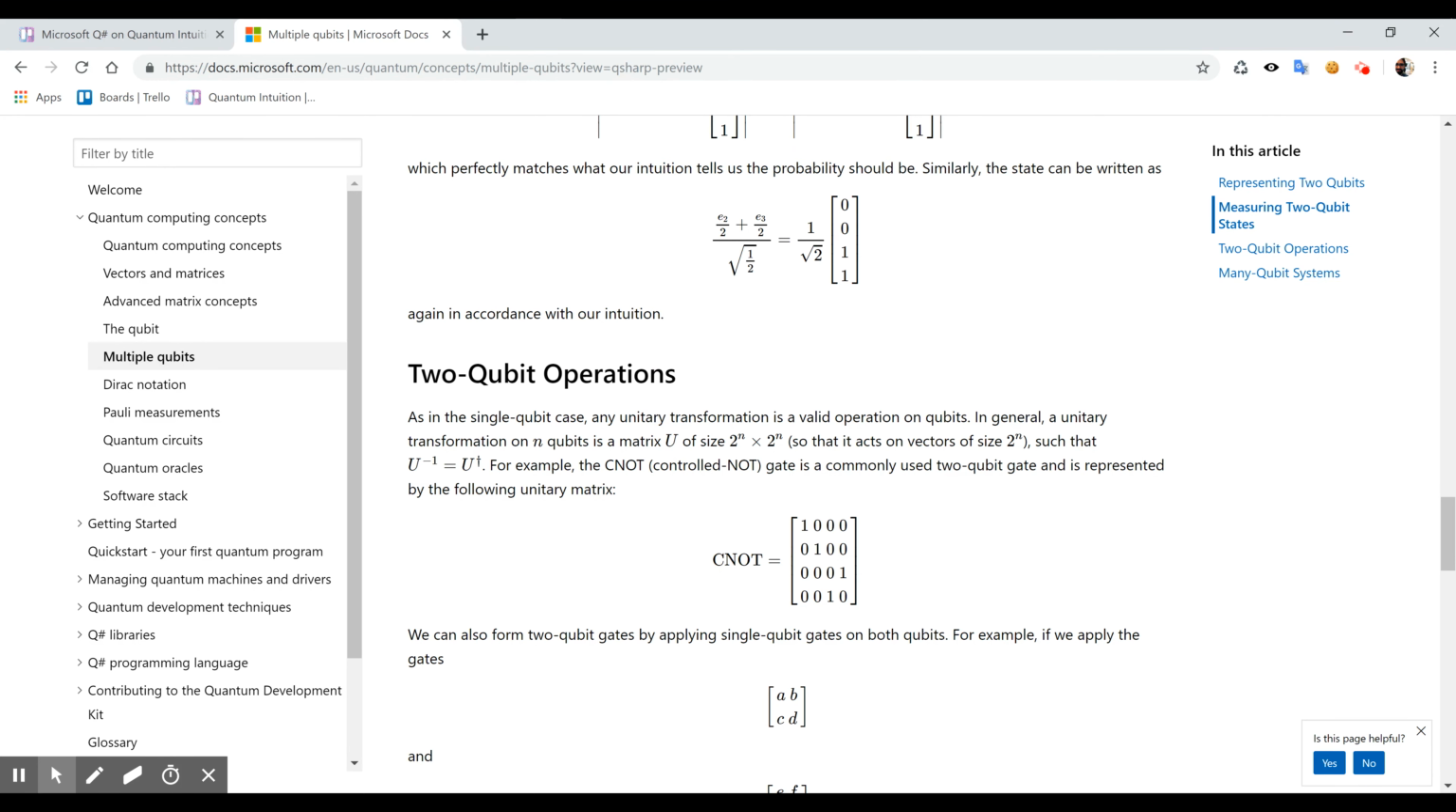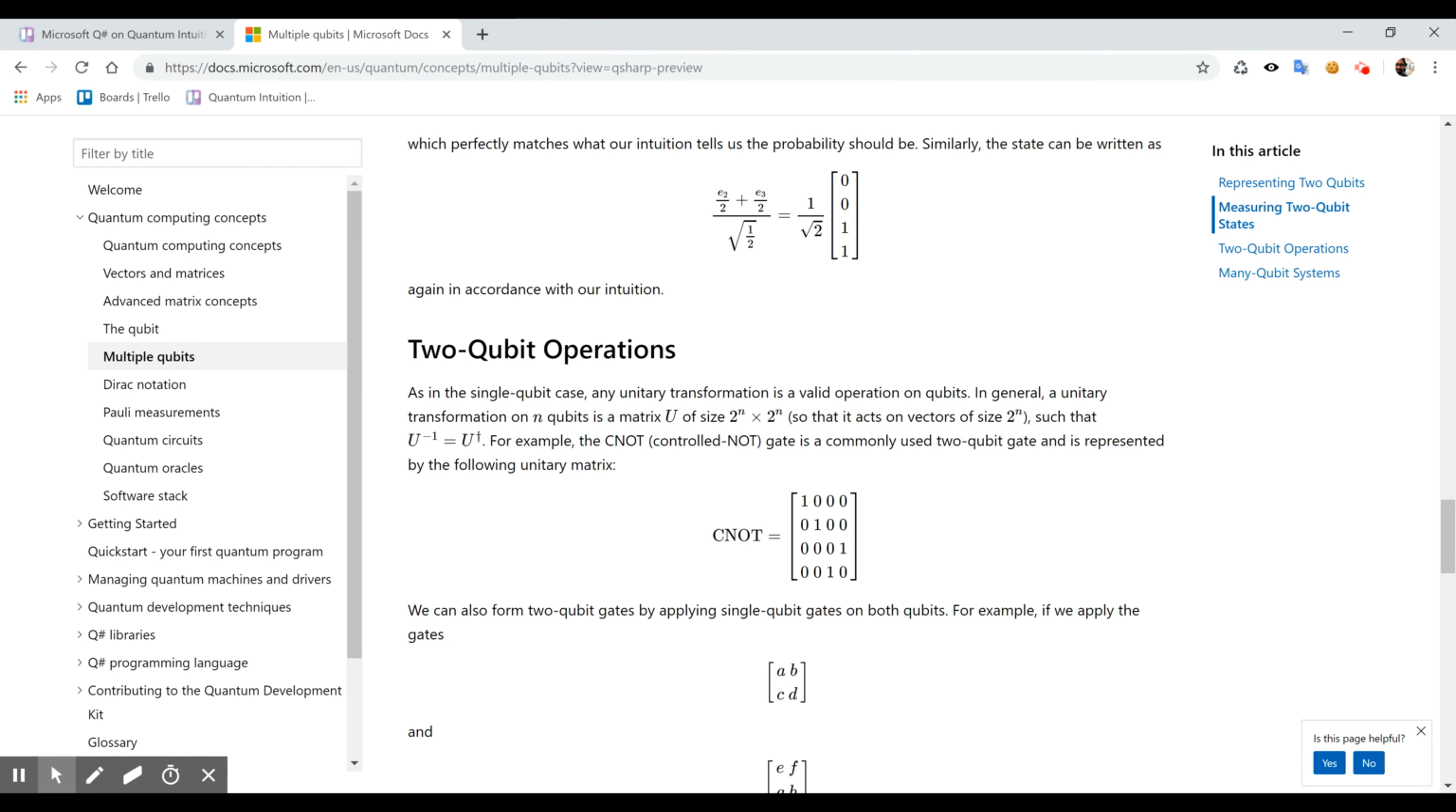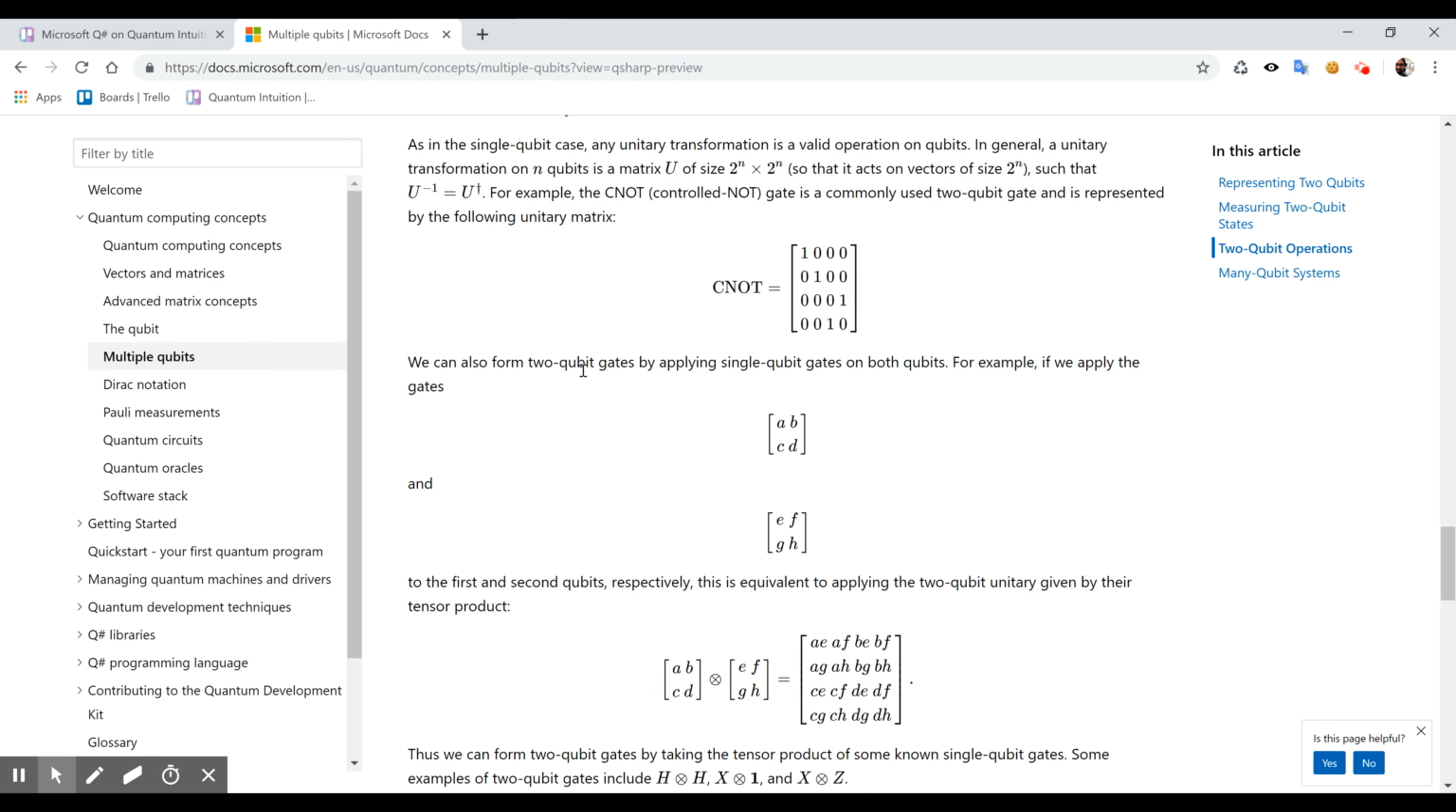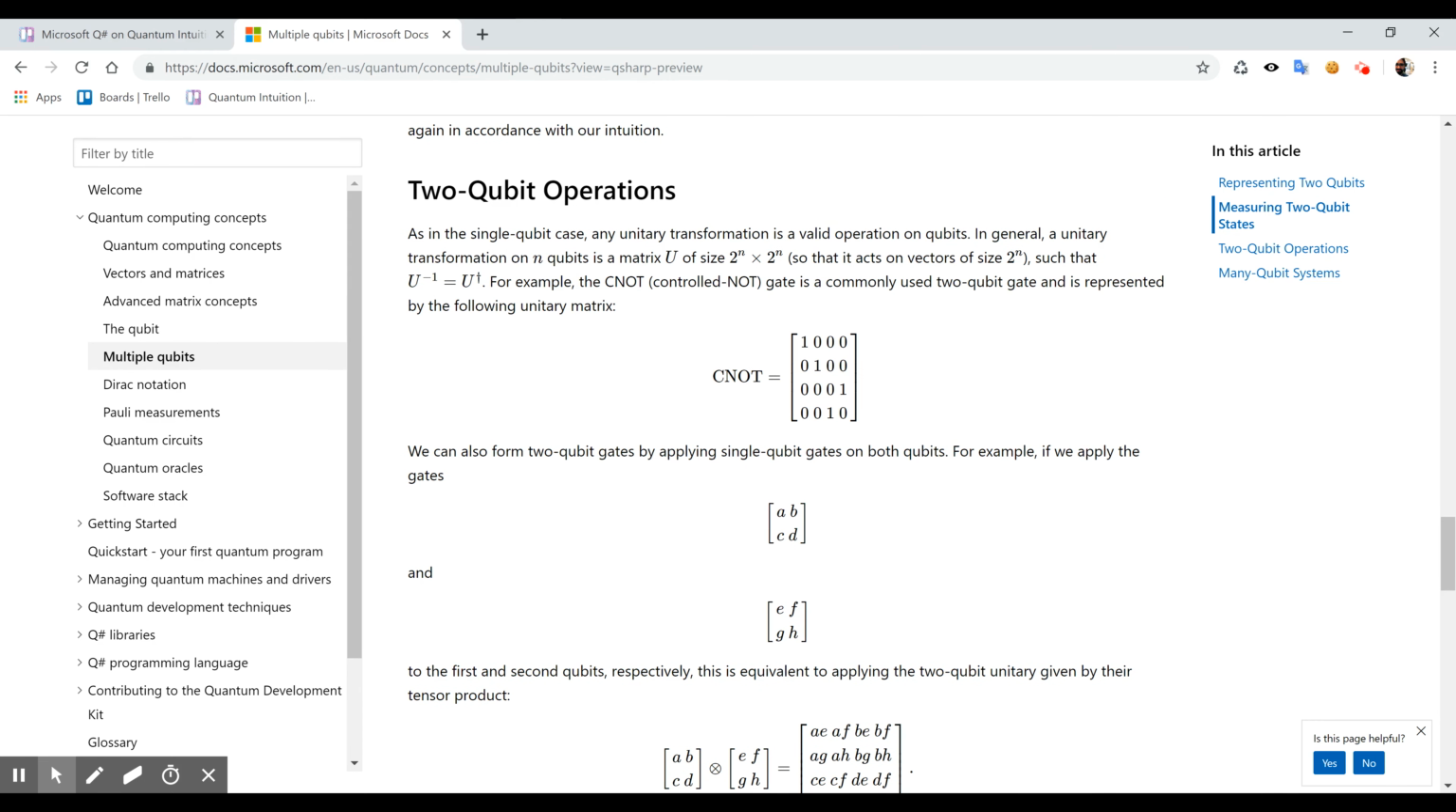Two qubit operations. As in a single qubit case, any unitary transformation is a valid operation on qubits. For example, the CNOT, control NOT gate, is a commonly used 2-qubit gate and is represented by the following unitary matrix. CNOT is control NOT, and basically what it says is: do a NOT on a qubit if the control qubit is 1. That concept also comes from classical computing, but here it's expressed in how that transformation is mathematically represented.